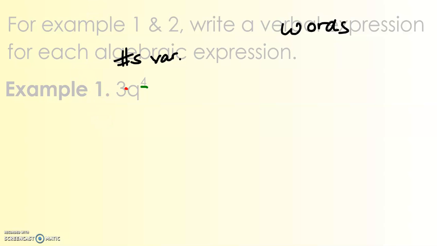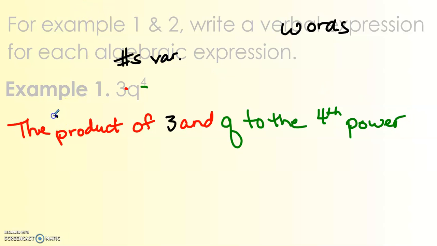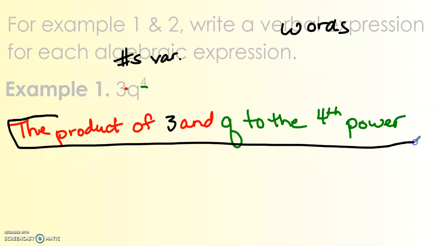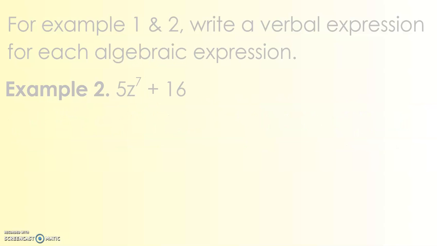So now I'm just going to write that out. So I have the product of 3 and q to the 4th power. And I'm actually going to write out the words to the, and I have 4th and power. I'm going to go ahead and box this answer. And that's all we're doing. You're just writing out in words. All right. Let's go to the next example.